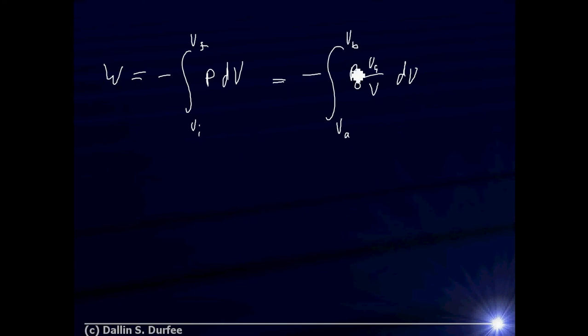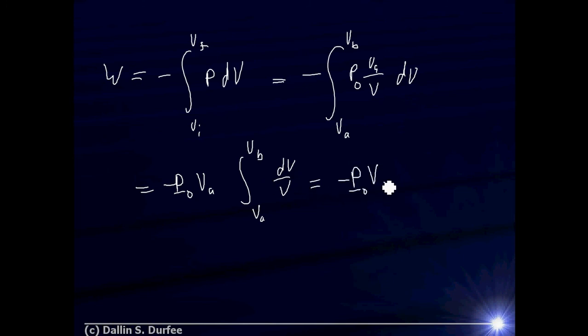So we can just go ahead and do this integral, right? VA and P0 are constant, so they come out. And then it's just the integral from VA to VB of dV over V. And I know that the integral of dV over V is just the natural log, right? So P0 VA times the natural log of V evaluated from V equals VA to VB.